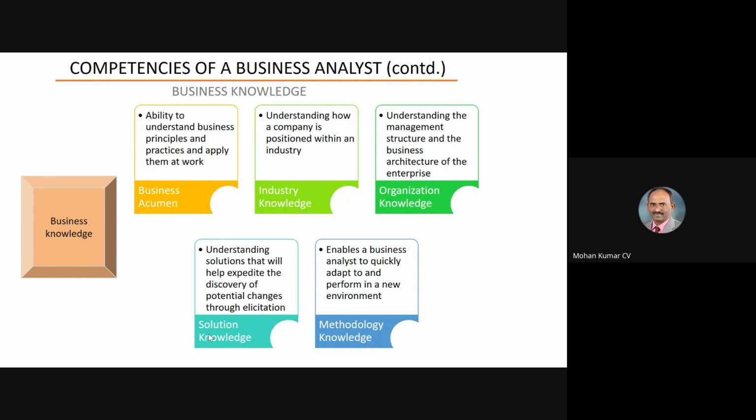So you will have a better idea about your stakeholders. The same way within your organization, if you have a problem, you will know how to escalate it if you have the knowledge of the organization.